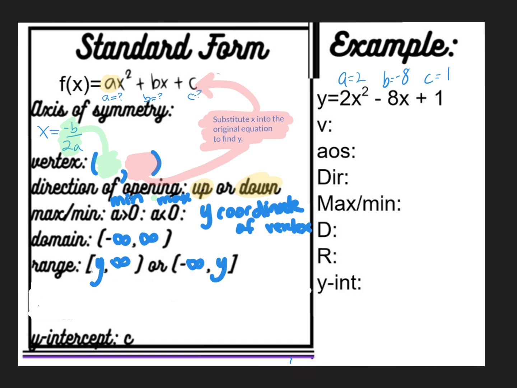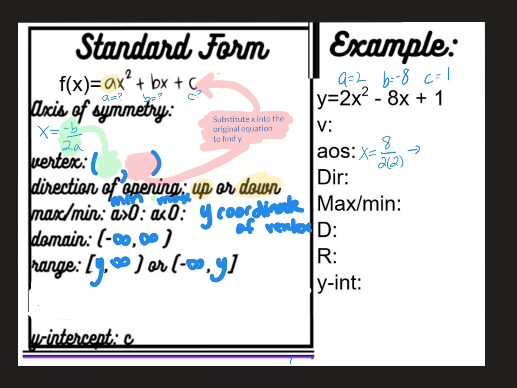Okay, so back to what we were doing. We are going to find the axis of symmetry first. I know I swapped them over here, but we're going to find the axis of symmetry first. I'm going to use this formula. X equals negative B. B is negative 8, so I'm going to put positive 8 over 2 times A. So that's my math problem.